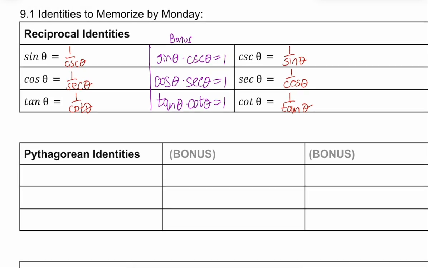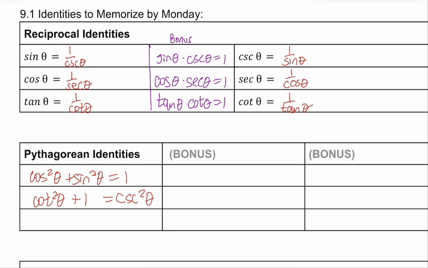Pythagorean identities that you have to have memorized. Cosine squared plus sine squared is equal to 1. If you do not put the squareds, I will mark it wrong. It is not correct. The Pythagorean identity is based upon the Pythagorean theorem, a squared plus b squared equals c squared. Next, cotangent squared plus 1 equals cosecant squared.